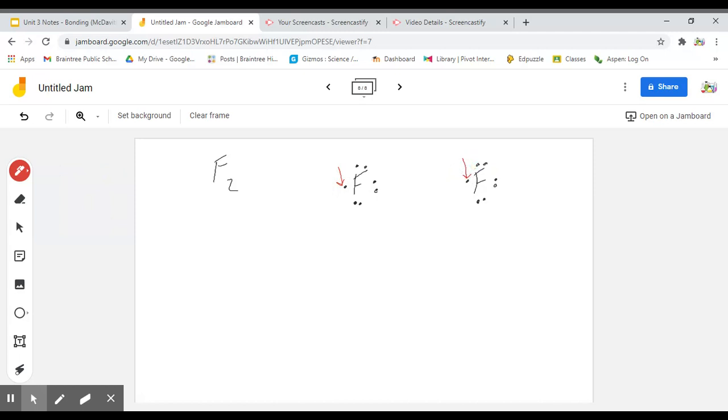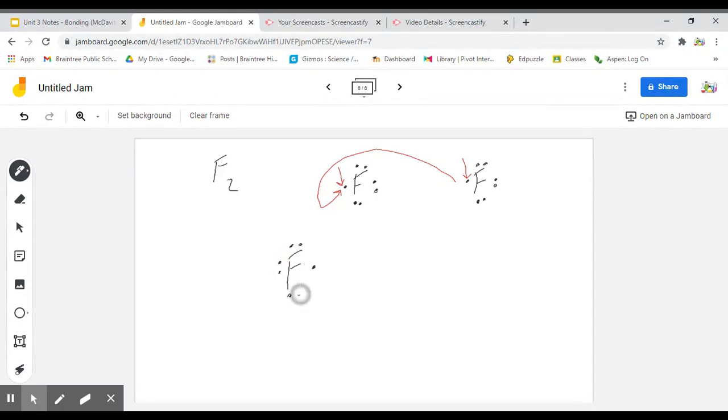And so now we want to think about how we can combine these to get rid of that single electron. Well, if we take this fluorine atom and move it over here, now if we share those 2 single electrons, we could have something like this.